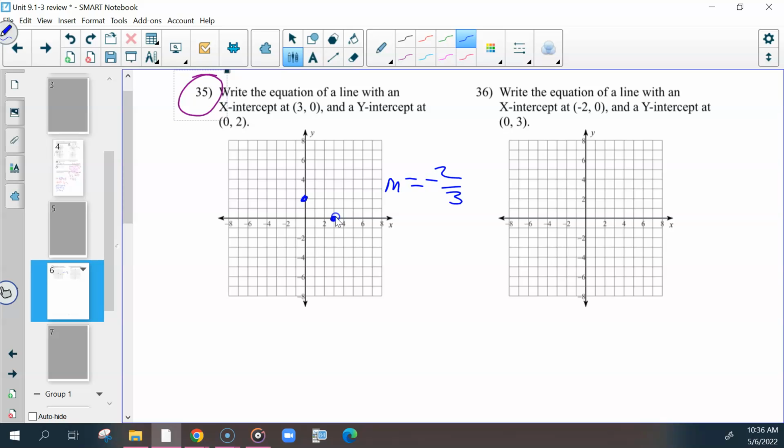And it gives you a y-intercept, so you don't have to solve for that. You just have to put those 2 things in an equation. So y equals -2/3 x plus 2. Do we have any questions on that one?